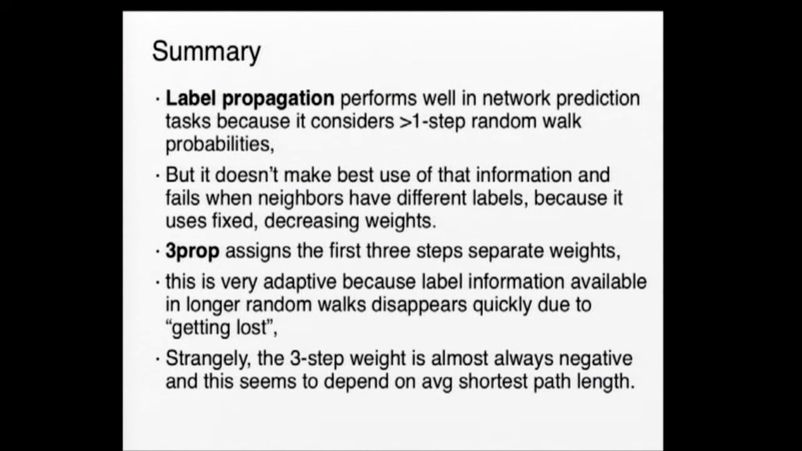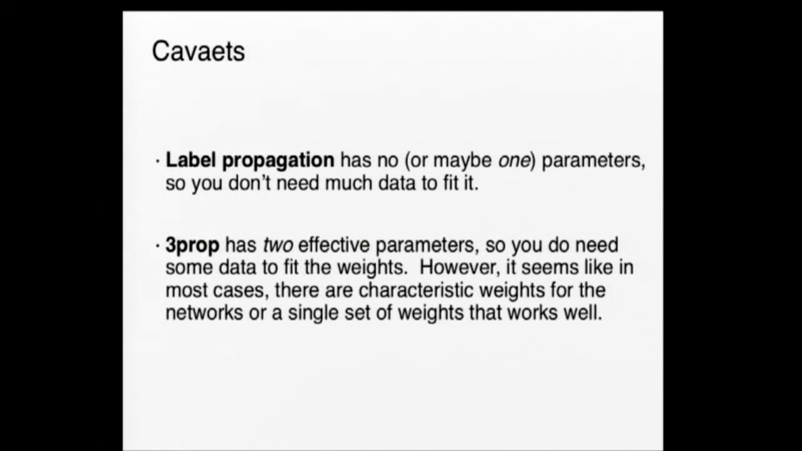Also, there are a lot of networks that it can adapt to, like these negative genetic interaction networks, in which we do much better when we allow the weights to be set separately. So three prop, instead, assigns the first three steps separate weights, which is very adaptive because the label information available in random walks disappears. If you were going to adapt the weights in this way, you don't need more than about three steps, depending upon how far away nodes are on average from each other. This happens because of this tendency to get lost when you take these random steps, so the information disappears. And strangely, this third step weight is almost always negative, and it seems to depend on the average shortest path distance. Okay, just 30 seconds.